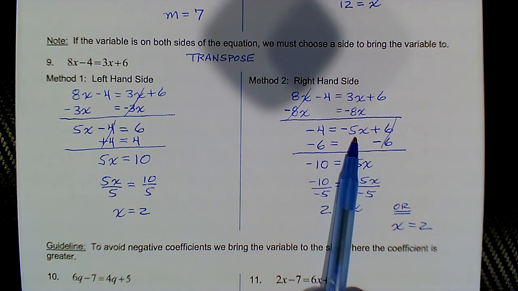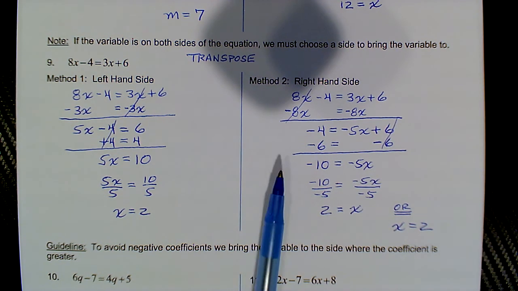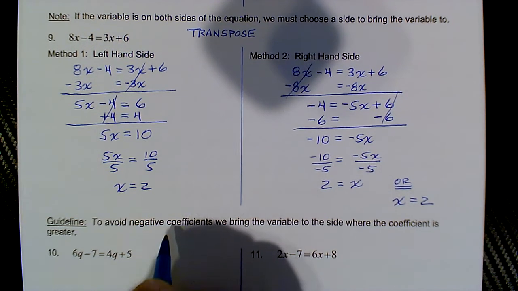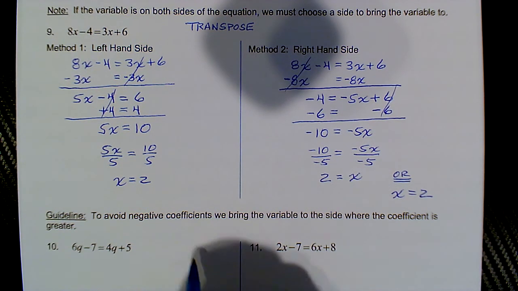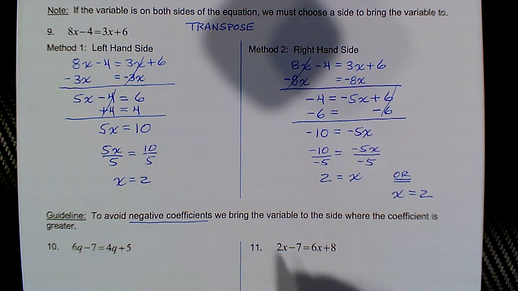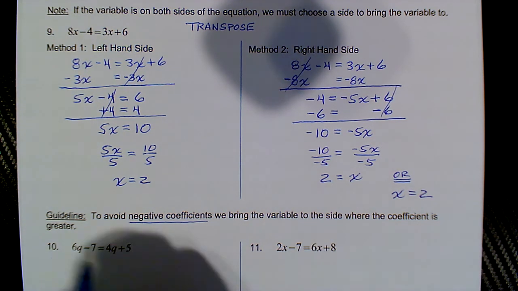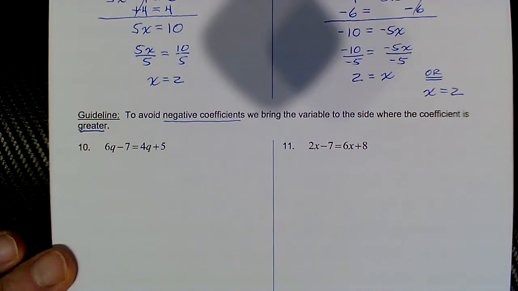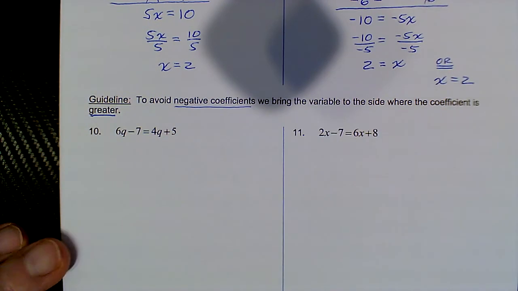negative. Now, that's not always the case, but the idea is that if we want to avoid, and I've got a little guideline here, to avoid negative coefficients, because that's where we often make careless mistakes in algebra, is with negative signs, we bring the variable to the side where the coefficient is greater. So we've got two examples here to illustrate.